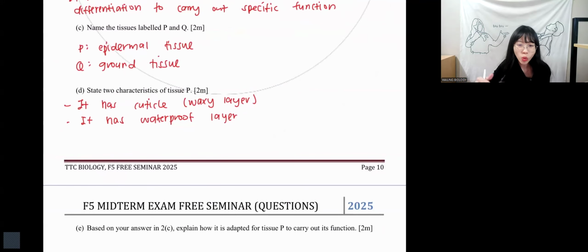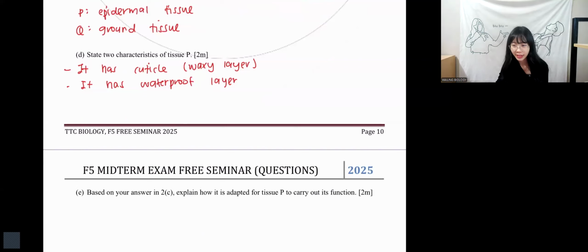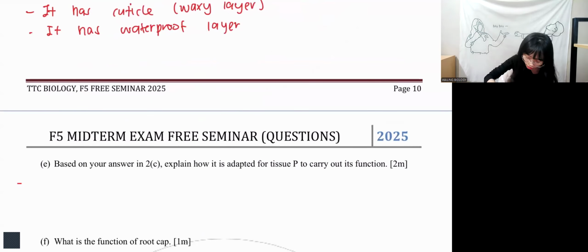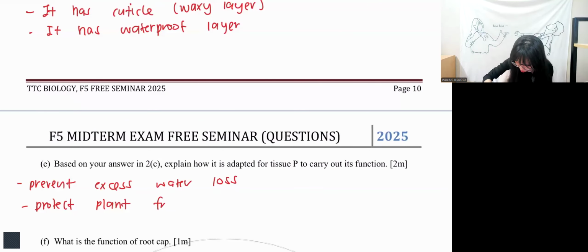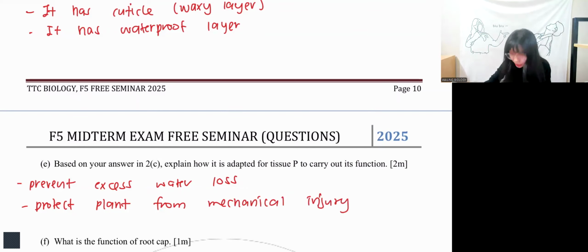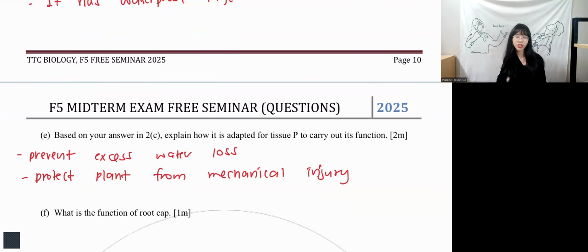This is a statement, right? The next question they ask you to write: why do you think they have this characteristic? As you all wrote just now, the function of the cuticle and the waterproof is to prevent injuries, correct? To protect the plant from mechanical injury. Second, what is your answer? Besides protecting the plant, correct? Minimize water loss, prevent excessive water loss. We're going to say prevent excess water loss. The other one, you're going to say protect the plant from mechanical injury.